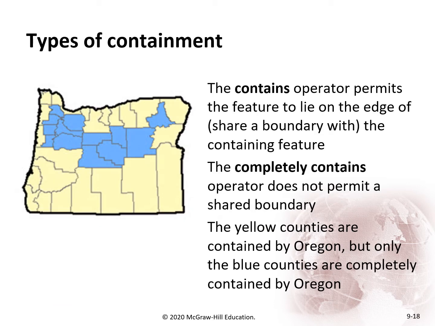Different types of containment. Contain operators permit the feature to lie on the edge. In other words, it can share the boundary with the thing that you're using to contain it. And then there's completely contained. With completely contains, the operator does not permit a shared boundary. In other words, it cannot touch the boundary. There has to be something of the inside between it and the boundary. That's why in the state here, the ones that are in blue are completely contained, because the yellow counties surround them. But they are completely contained within that black boundary.